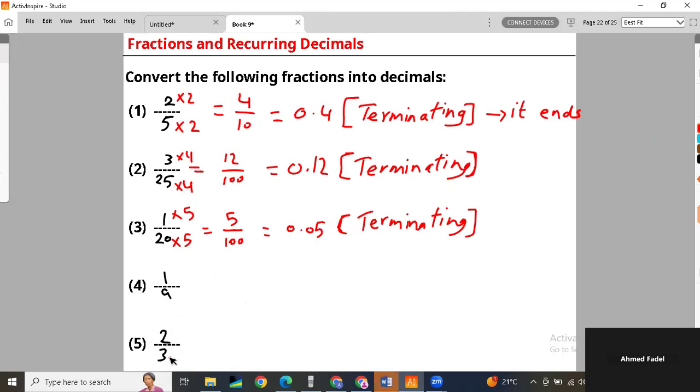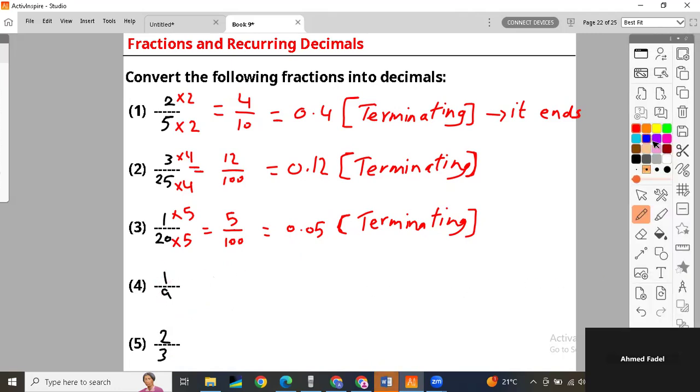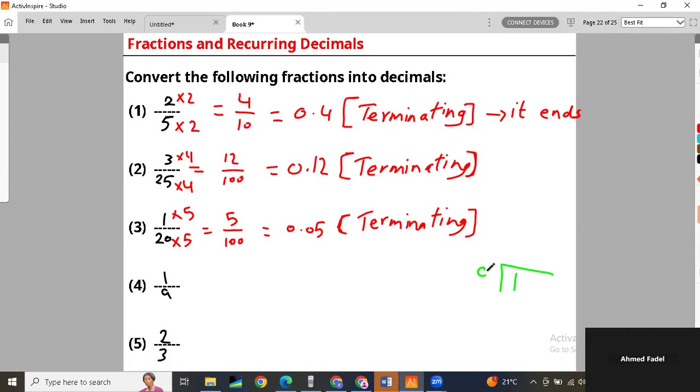The same thing over here with the 3. I don't know 3 times what is going to give me exactly a 10 or 100 or 1,000. So how can we do this? Division. 1 over 9 means 1 divided by 9. Let me choose a different color for this. 1 divided by 9. So how many 9s are in 1? 0. Oh, mister, what am I going to do after that? Put point 0, the point up, and continue dividing.